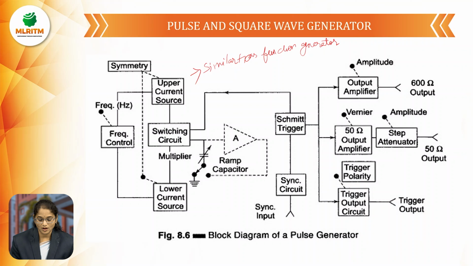In this half of the circuit, it is the same. First we have the frequency controller. Whenever we switch on the instrument, the frequency controller controls the frequency. Here we set the frequency with the help of the frequency knob. Whatever frequency we select with this knob, the output will have the same frequency. The frequency control network controls the frequency.